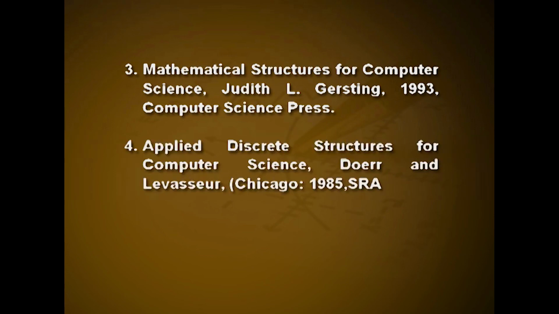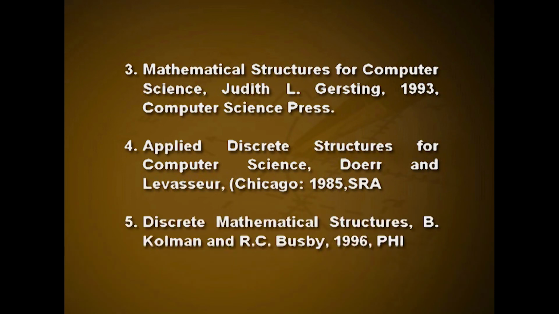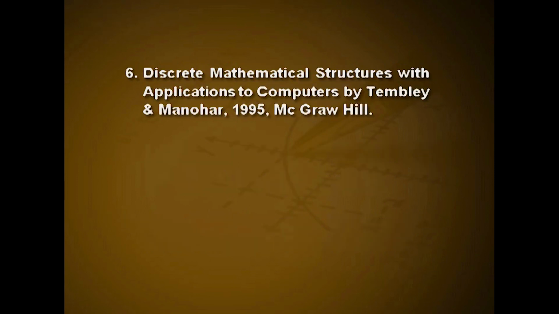Fourth one, Applied Discrete Structures for Computer Science, Doerr and Levasseur, Chicago, 1985, SRA. Fifth one, Discrete Mathematical Structures by Kolman and Busby in 1996 by Prentice Hall, International Edition. Discrete Mathematical Structures with Applications to Computer Science by Tremblay and Manohar in 1995 by McGraw-Hill.